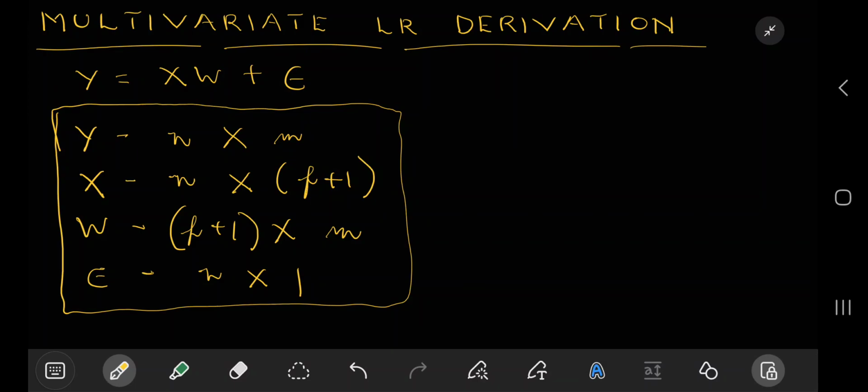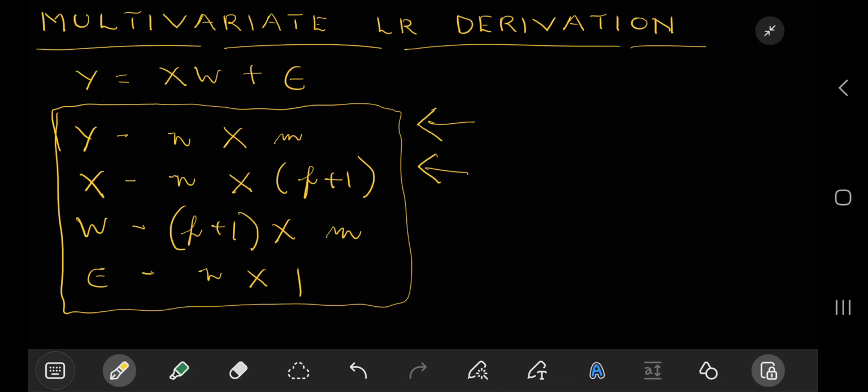The Y matrix is n by m, which corresponds to n data points and m targets. For each data point, there are m targets. X is the matrix which is n by p plus 1, which corresponds to n data points for each of those p features. And what is p plus 1?